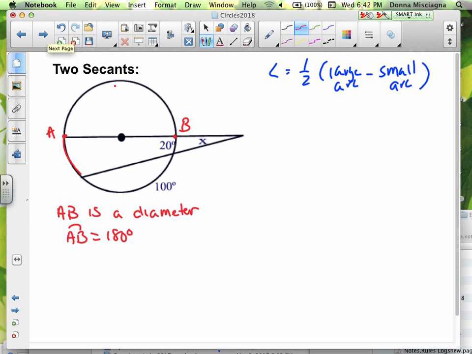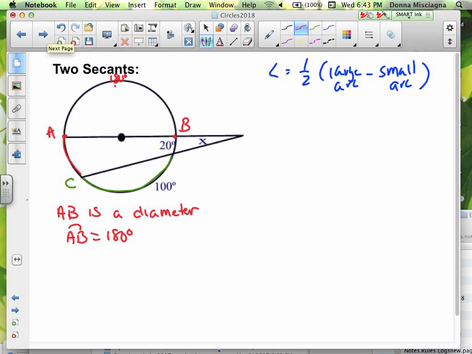Well, together, the three arcs, the one that's arc AB, this 100-degree arc over here, and the arc that we need, let's call it AC. Let's have another letter there. Arc AC there, together, those three arcs make up the entire circle, right? All three of them together equal 360 degrees.